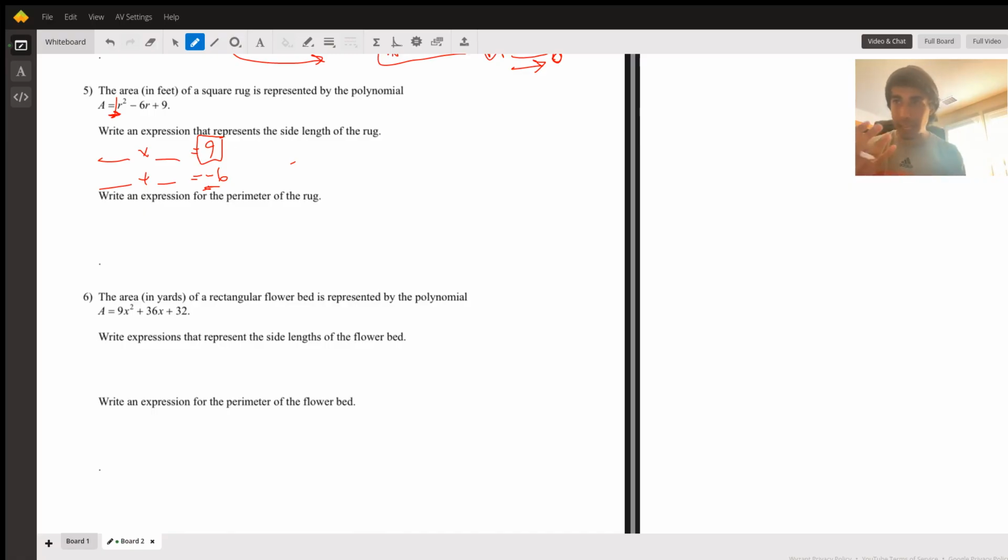So how can I get to 9? We'll multiply to 9 and add to -6. It's going to be 3 and 3, and they're both negatives, right? Because we need to add to a negative number. So those will be our side lengths, x minus 3, x minus 3.